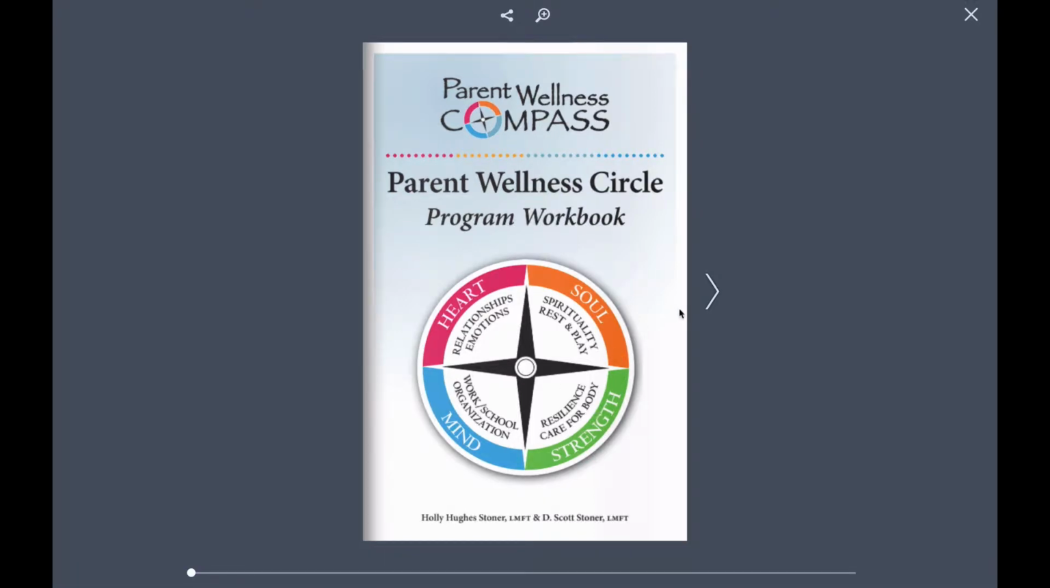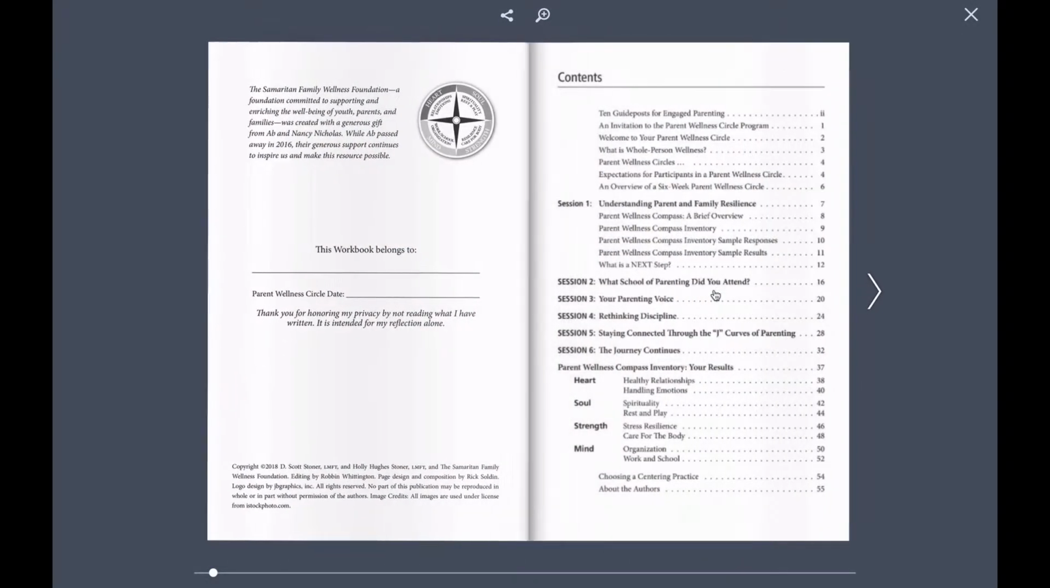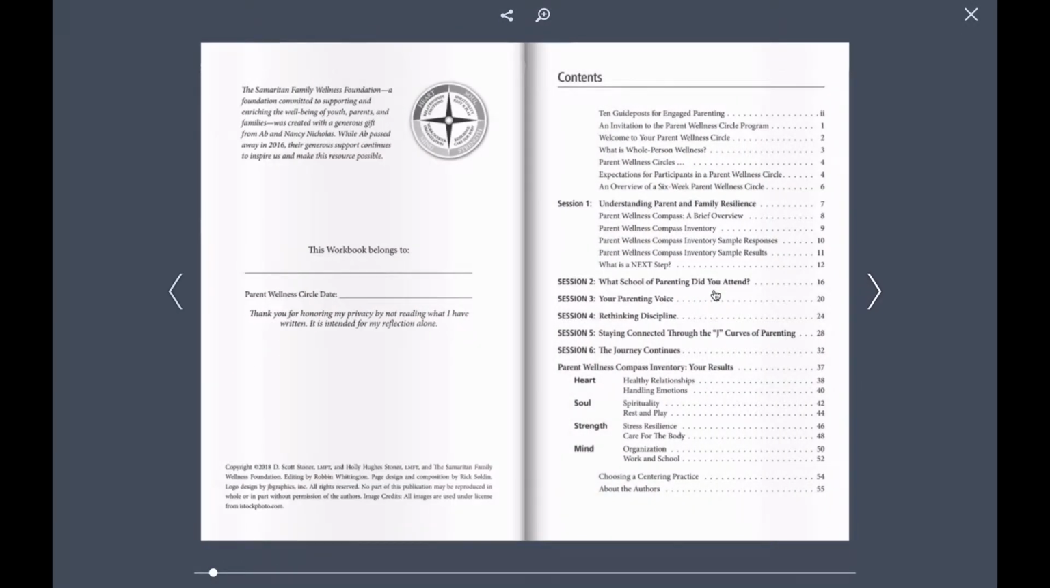So now the parents already have their program workbook, but we haven't really delved into it much. At this point in the first session of the Parent Wellness Circle, you're going to work through this workbook a little bit, because it helps them understand what a wellness circle is, what's going to be happening, what the expectations are, that kind of thing.